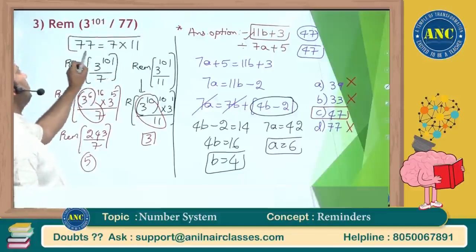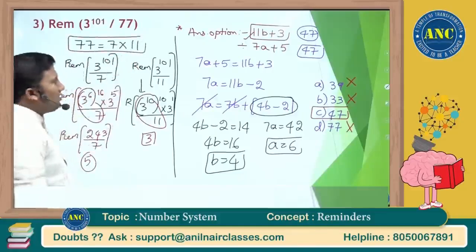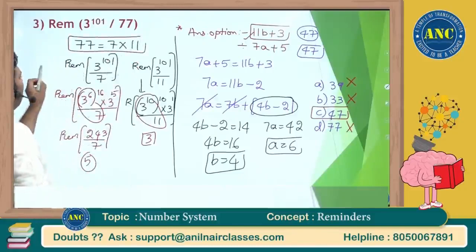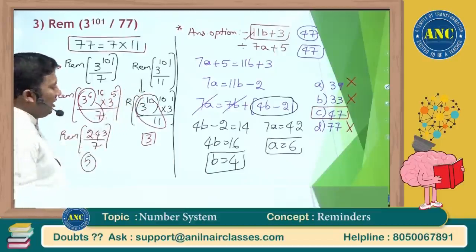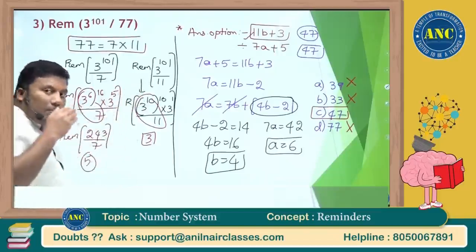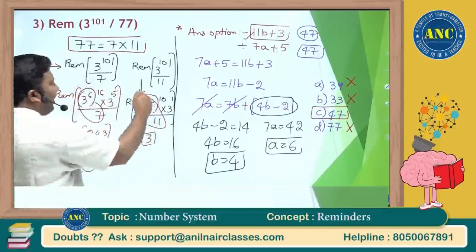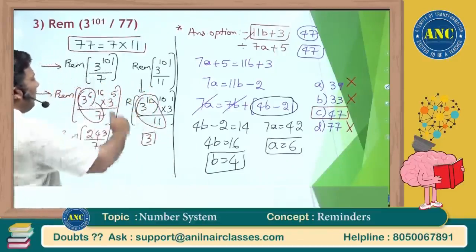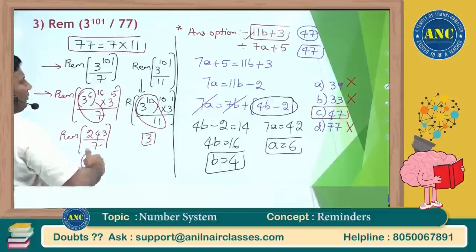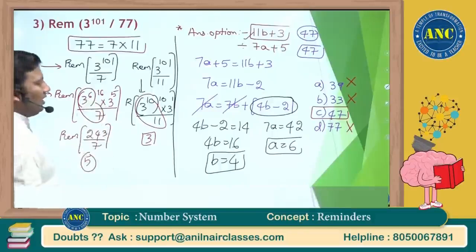77 is 7 into 11. First I divided by 7 and got the remainder 5. Then I divided by 11 and got the remainder 3. So 3 power 101 when divided by 11 gives remainder 3, and 3 power 101 when divided by 7 gives remainder 5.